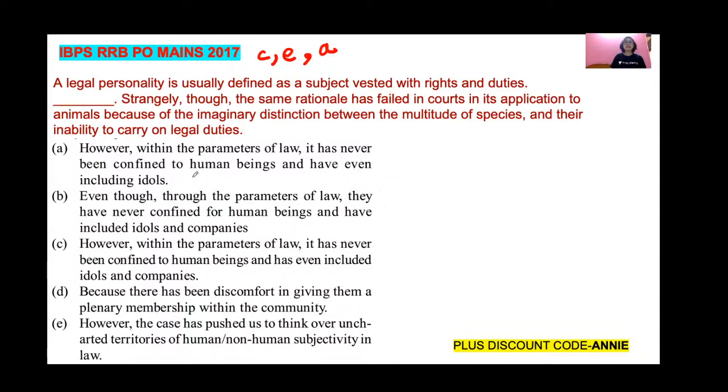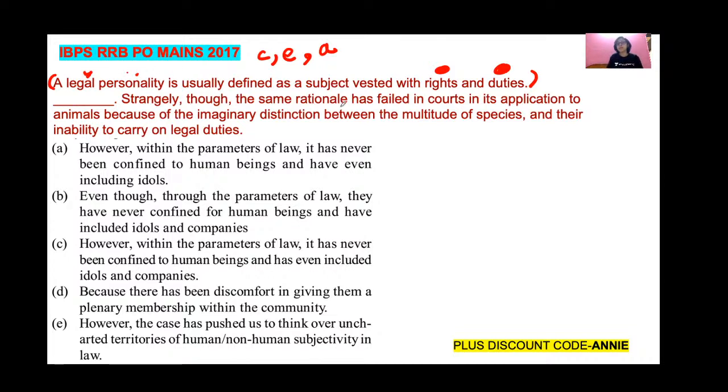Okay, never mind. A legal personality is usually defined as a subject vested with rights and duties. What is the meaning of this? This means a legal personality means a legal entity. What are the qualities of an entity that is legal? The qualities are its rights and duties. So something that is legal will have some rights and will also have to perform some duties. That thing will be called a legal personality.